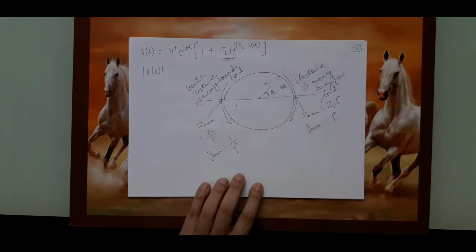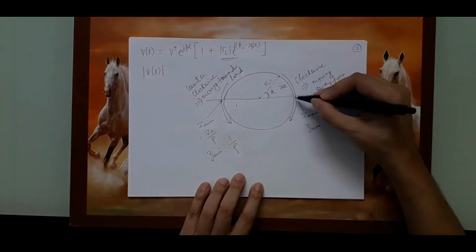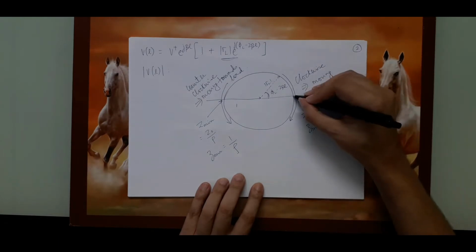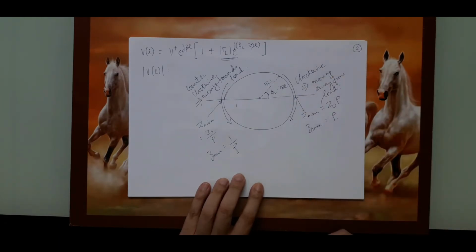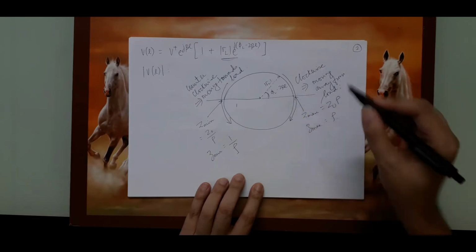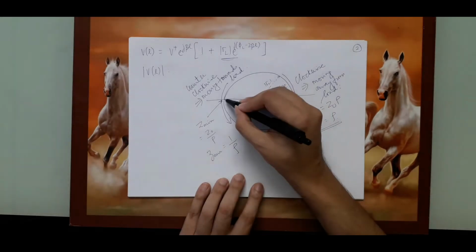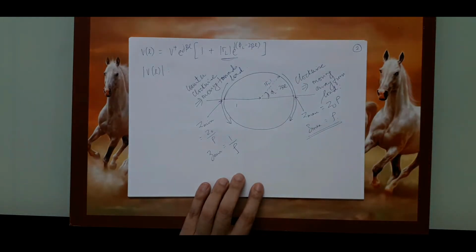If you notice that the point of maximum impedance is coinciding with the real axis, so therefore this value on the normalized plane is nothing but rho, and this value on the normalized axis is nothing but 1 by rho.